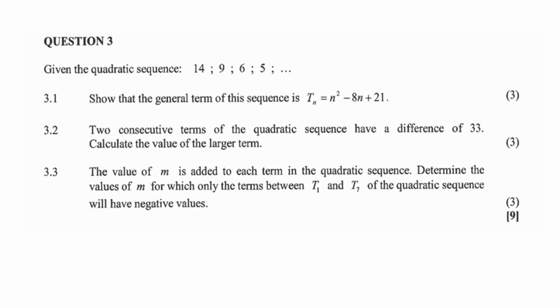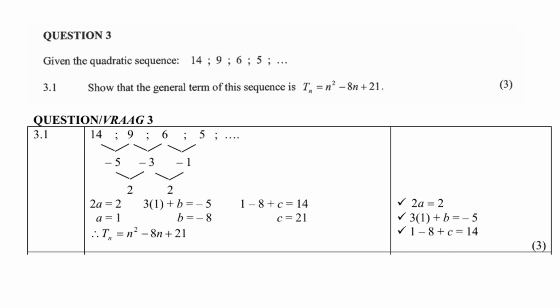3.2, two consecutive terms of the quadratic sequence have a difference of 33. Calculate the value of the larger term. And then 3.3, the value of m is added to each term in the quadratic sequence. Determine the values of m for which only the terms between t1 and t7 of the quadratic sequence will have negative values. So let's answer 3.1.